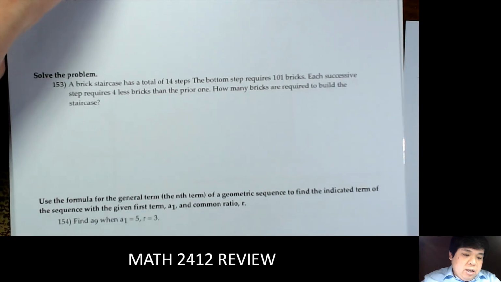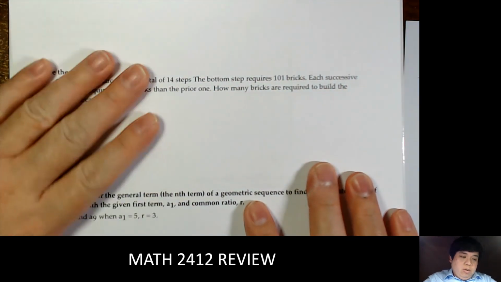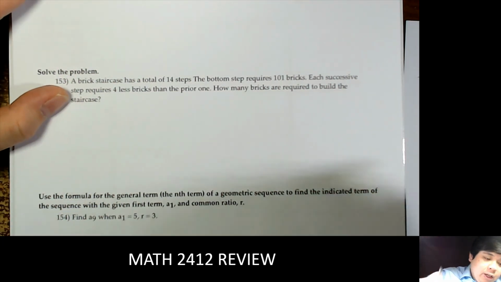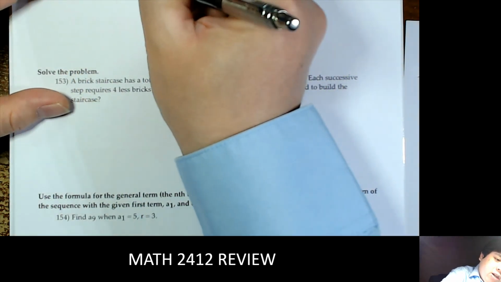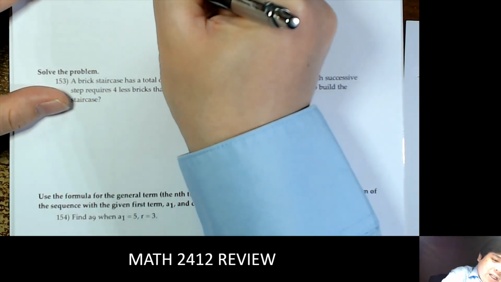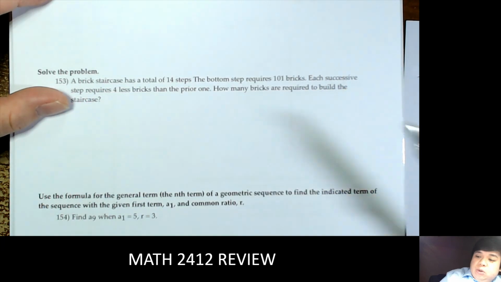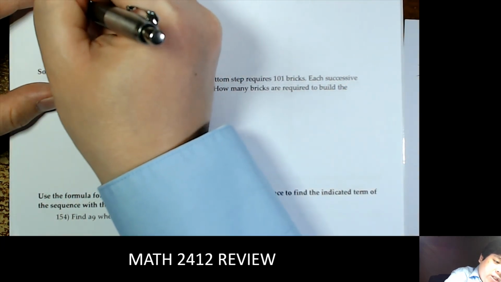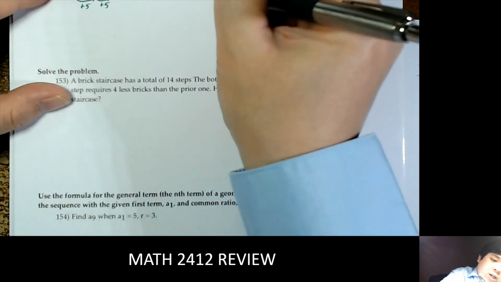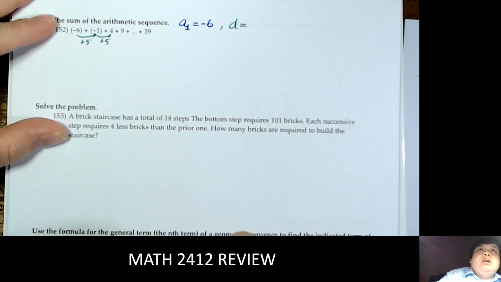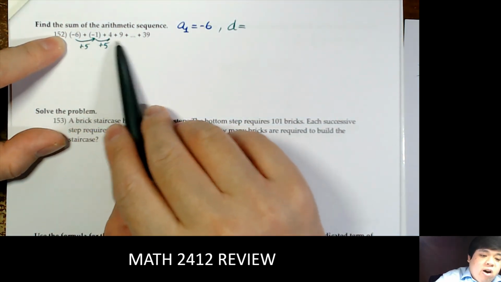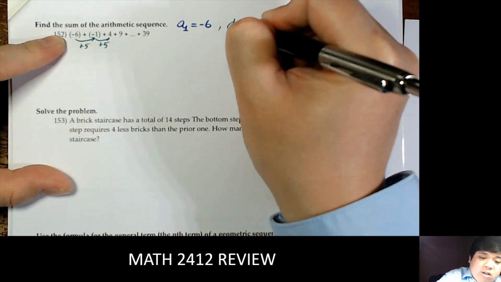Right, this is the sum of the arithmetic sequence. Here we will have the first term is -6, and to get from this term to the next, it looks like we're going to add 5 to it. So that is the common difference. Sorry, first term is -6, and then we'll plus 5 to it. Common difference is 5.